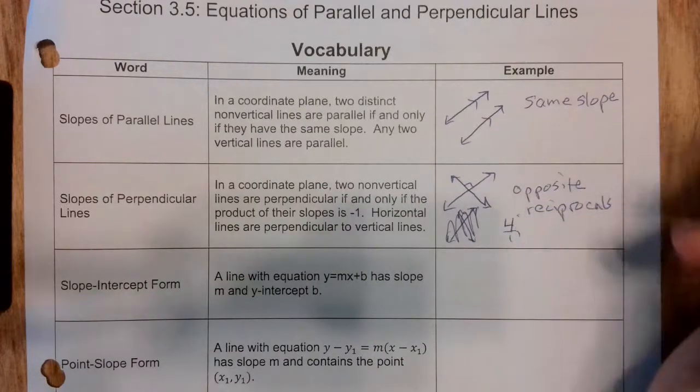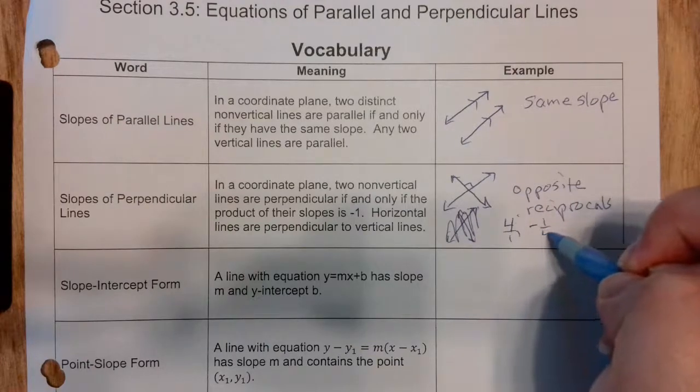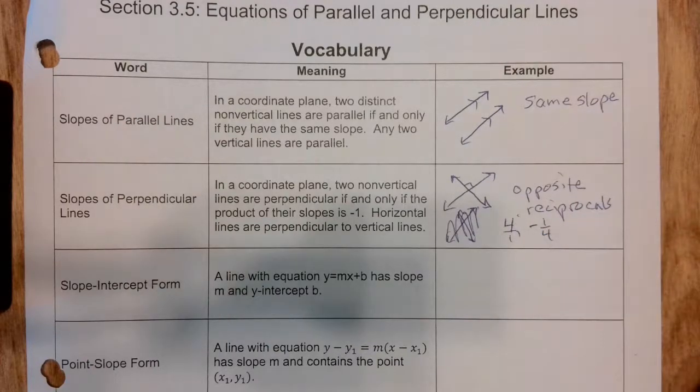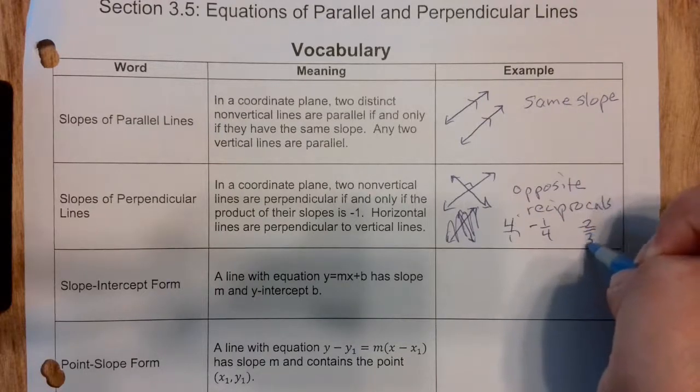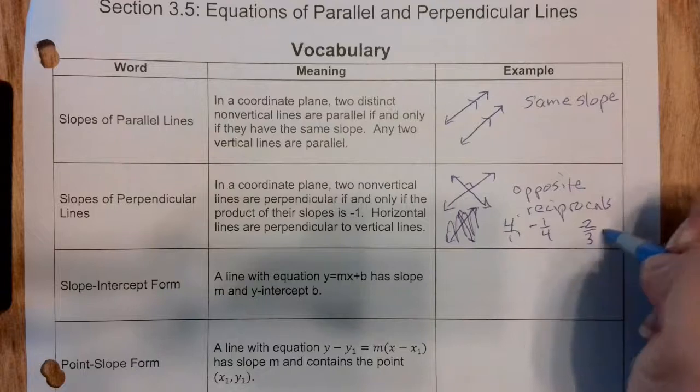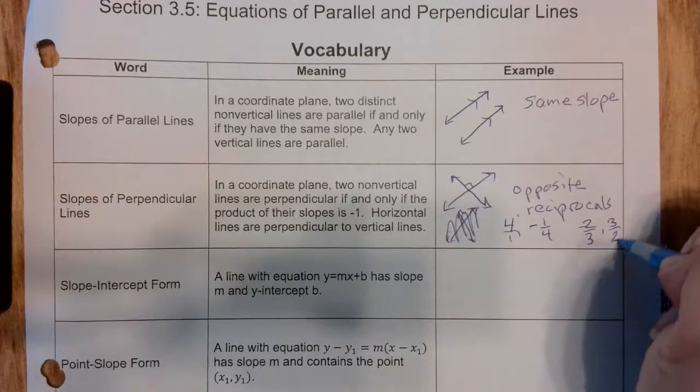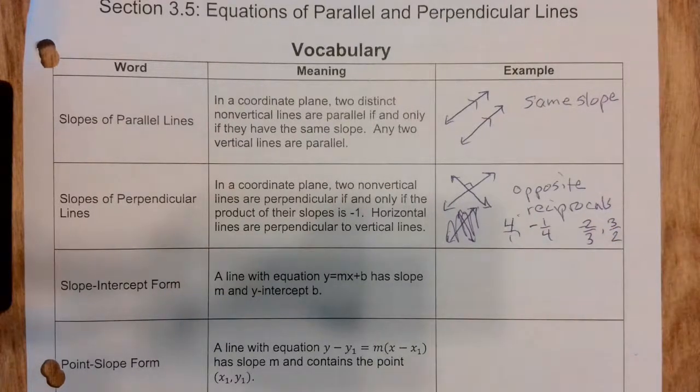The opposite reciprocal of 4 is -1/4. The opposite reciprocal of -2/3 is 3/2. The fraction flips and it goes from positive to negative or negative to positive.